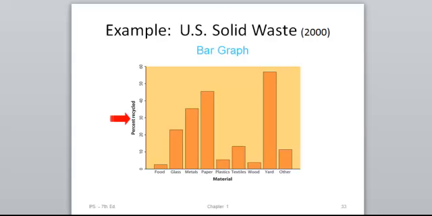Now, why do we do this? Why do we show you this? First of all, you want to make sure you have good titles. So this talks about U.S. solid waste, but it wasn't a good title. It should be U.S. recycled solid waste.